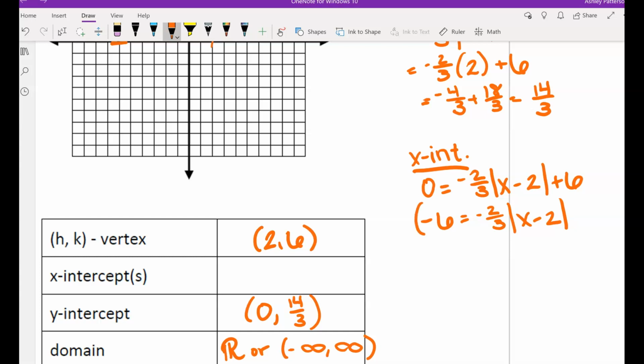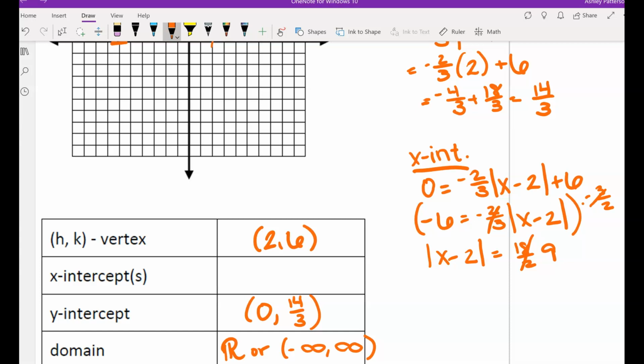Okay, so be careful. We're not multiplying by the opposite reciprocal. That only comes into play when we're dealing with perpendicular slopes for lines. Okay, so when we multiply that, these will cancel, and we get the absolute value of x minus 2 equal to negative 6 times negative 3/2. Well, negative 6 times negative 3/2 gives us 18/2, multiply across, which is 9.